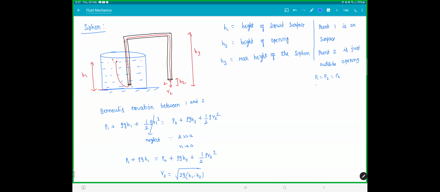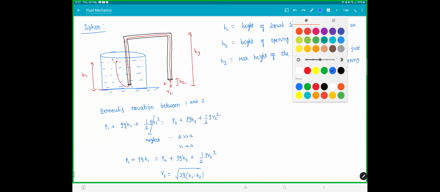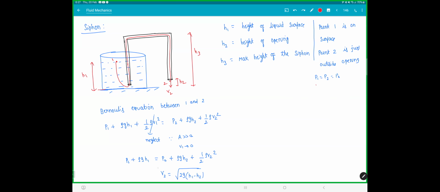Meaning, the result is pretty straightforward. Can you see? It kind of looks like root 2gh. It's like a particle thrown from a height of H1 to H2. So as long as H1 is greater than H2, that is, if the height of the water level is more than the height of the exit, water will keep coming out. So you can actually drain the entire container, right? As long as you keep the pipe below the water surface. So the idea is pretty simple. It's not a big result or something. It just looks like a particle freely falling.